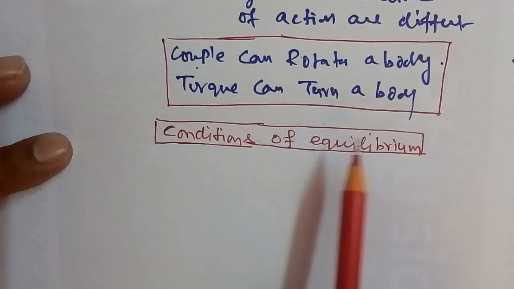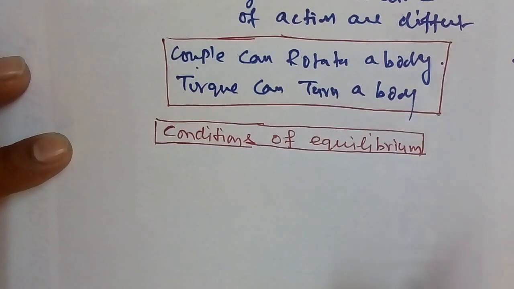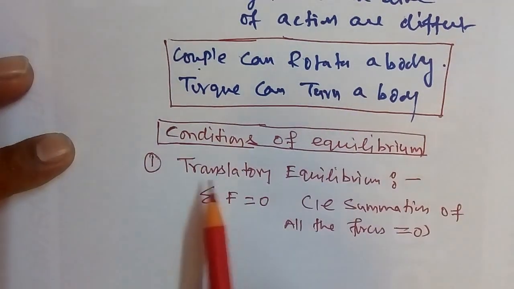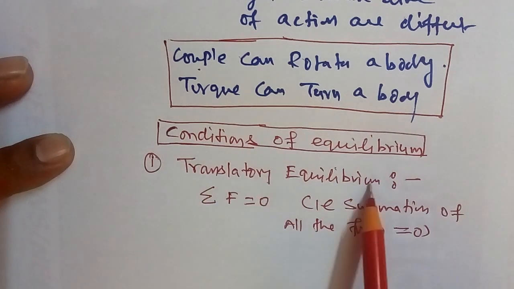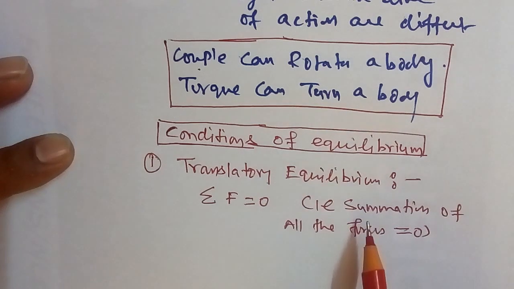Now students, let us try to understand what the conditions of equilibrium for a body are. So here, the first case is translatory equilibrium. In this case, the summation of all the forces acting on a body should be equal to 0.